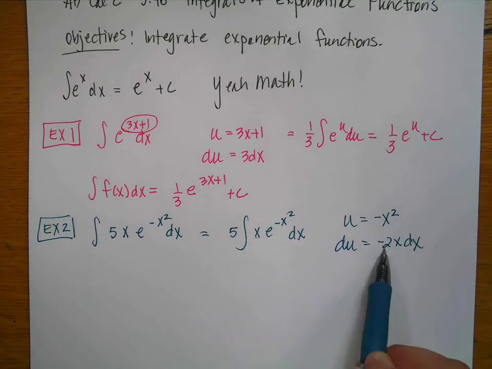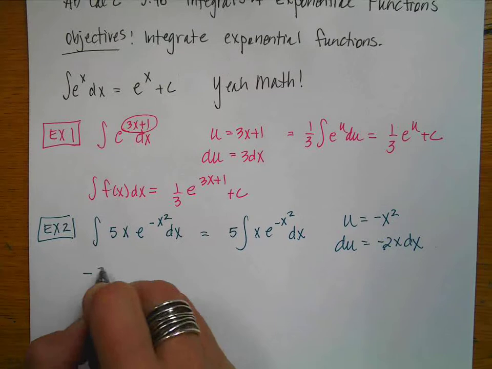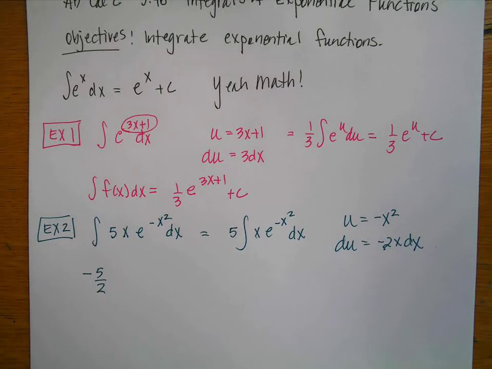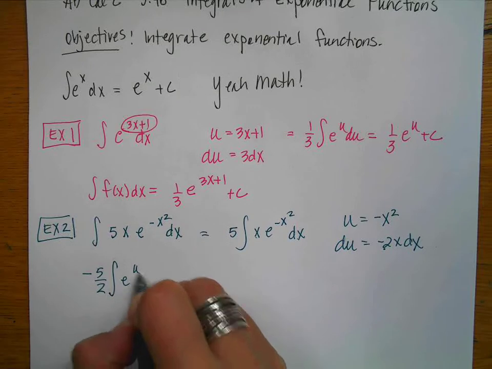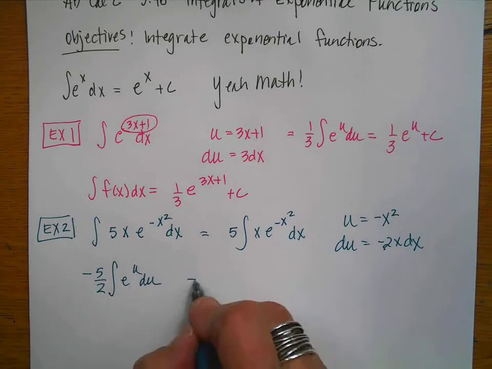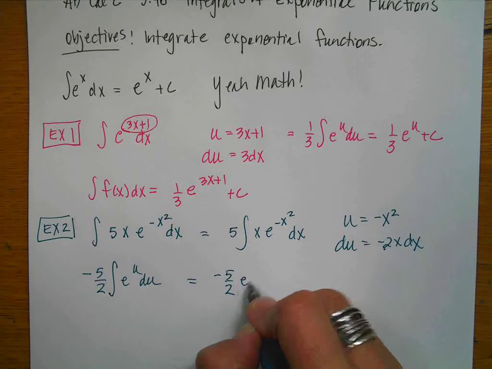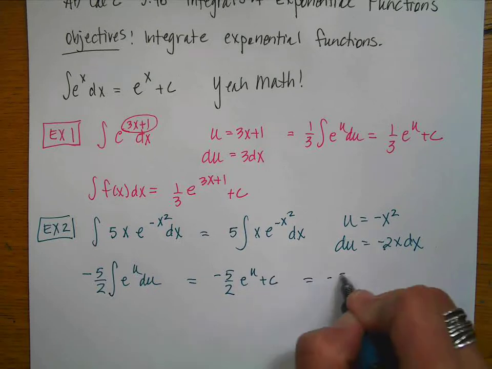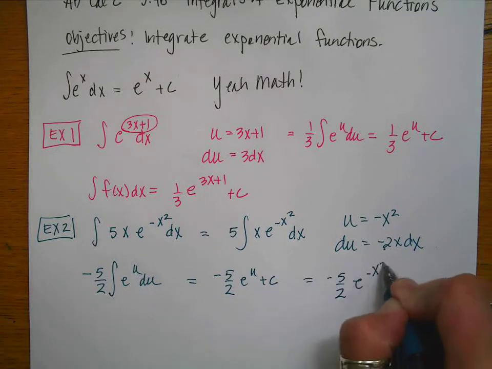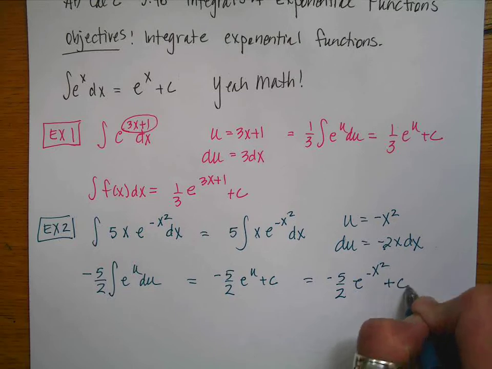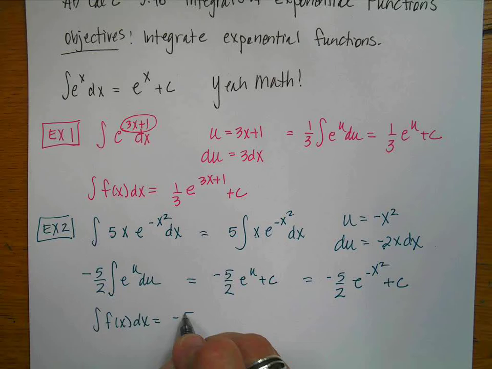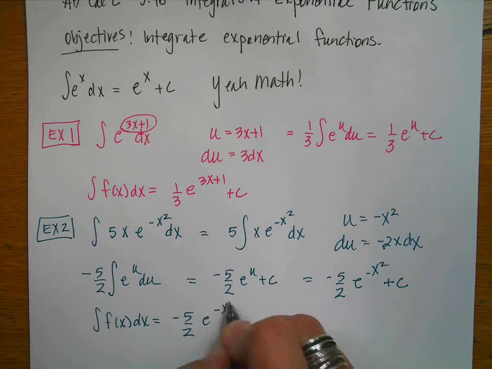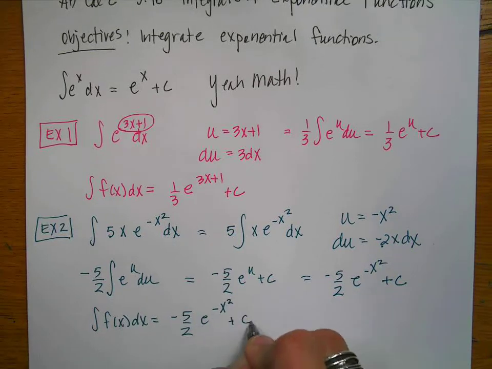I have the x dx, I need the negative 2, so that means I'm going to introduce a negative 1/2 to go with the 5 that's already out there, and then it becomes the integral of e to the u du. So this is a negative 5/2 e to the u plus C, and this is a negative 5/2 e to the negative x squared plus C. So my integral of f of x dx is going to be my little handy-dandy solution. So integrating e things is actually very nice, just like taking the derivative of e things.